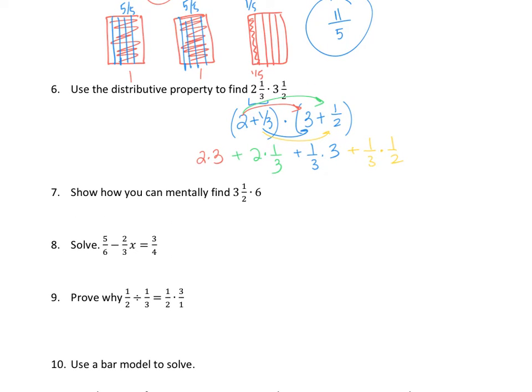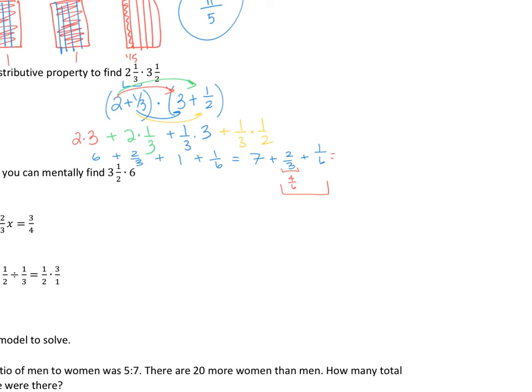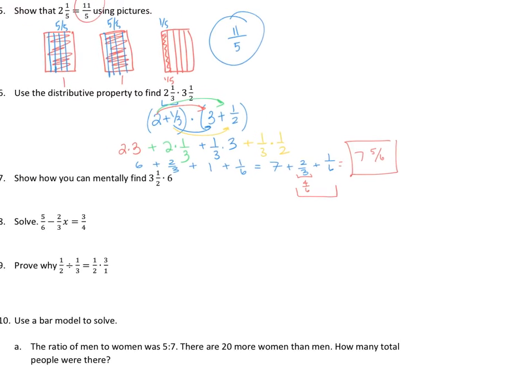And so then that ends up being 6 plus 2/3 plus 1/3 times 3 is 1 whole, and 1/3 times a half is a 1/6. So altogether we have 7 wholes plus, now the 2/3 and 1/6 need to combine together, but 2/3 is really equivalent to 4/6. So if we combine the fraction part, this is going to be 7 and 5/6. Okay, so now that's using the distributive property.